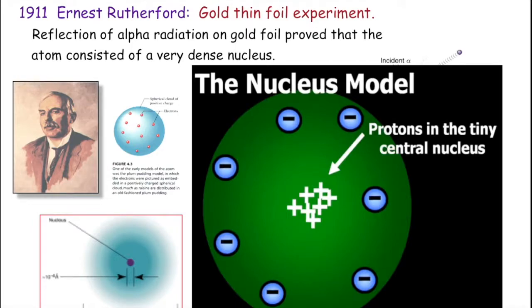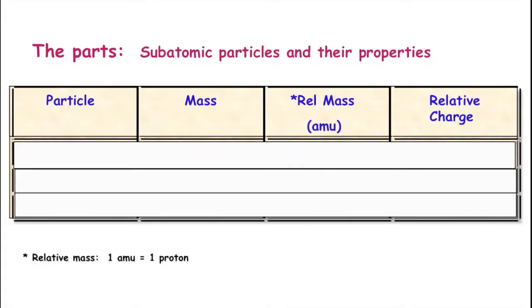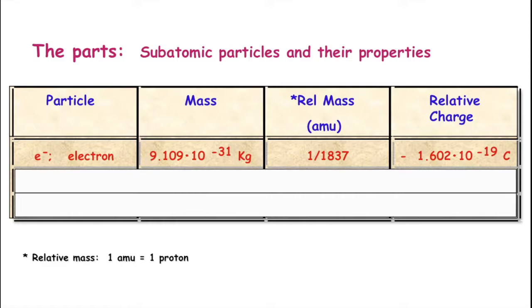So what are the parts of the atom? Well, the parts of the atom are the following. It has an electron. Its mass is 9.109 times 10 to the minus 31 kilogram. That's really small, and its charge is 1.602 times 10 to the minus 19 coulomb.